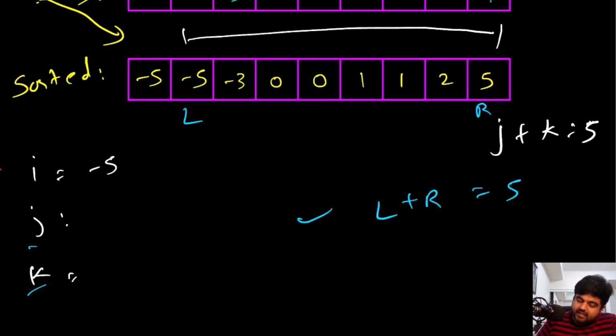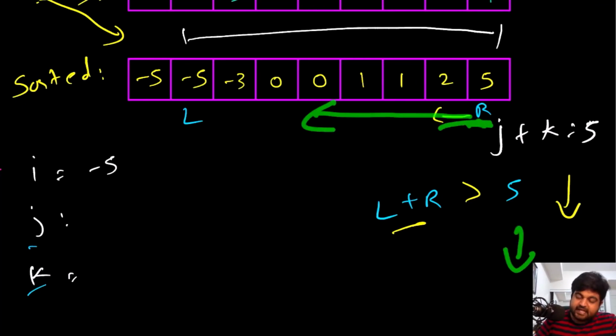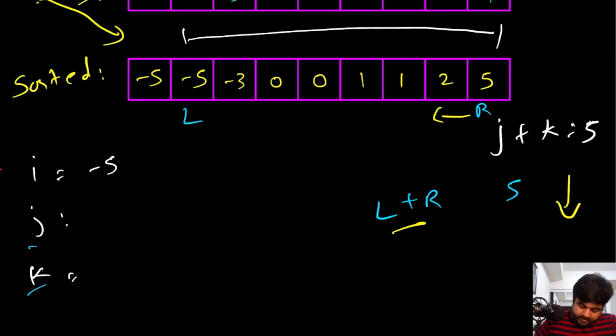If that is not the case, if we find that left plus right is greater than 5, then we will have to reduce the sum of left plus right. How can we reduce the sum of left plus right? By shifting the right pointer to the left-hand side. Why? Because all the values on the left of this right pointer are less than whatever this right value was. And if we identify that left plus right is less than the target 5, then we are going to update our left pointer to go one step to the right side.